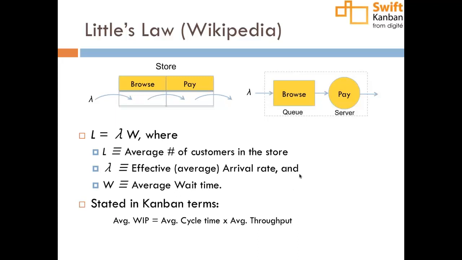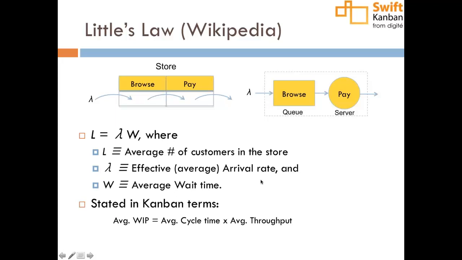L is the average number of customers in the store, which is the same as one would say WIP. And that WIP includes both the browse and pay. In queuing theory, queue and the service are generally paired together. Lambda is the effective arrival rate at which customers are entering the store. And W is the average amount of time, or lead time, people are spending in the store. So this is all looking at the queuing system as a black box from outside.